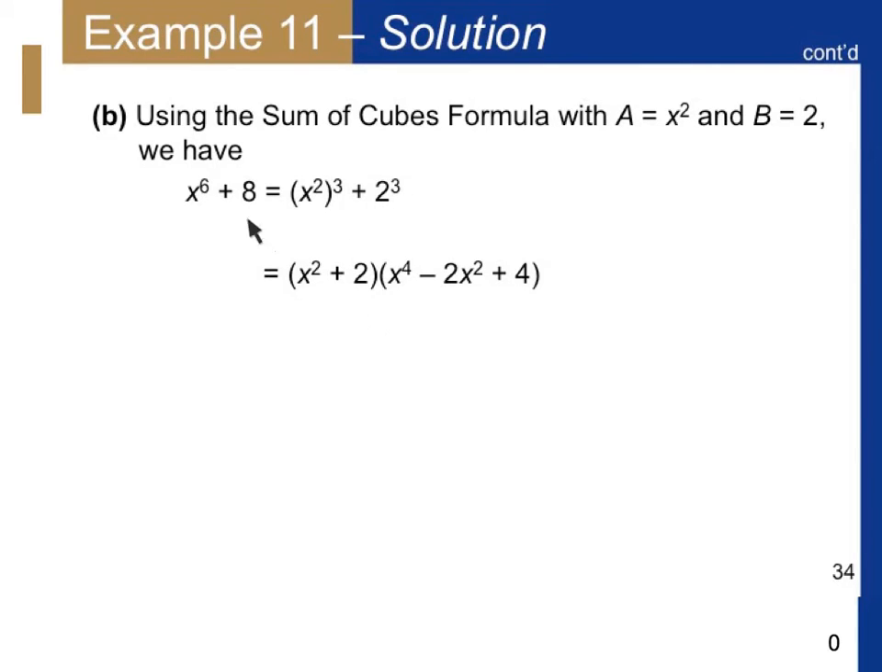So a cubed plus b cubed would be a plus b, so x squared plus 2, times a squared. Now our a is x squared, so a squared, x squared squared, is x to the 4th, minus ab, so minus 2 times x squared, plus b squared. Our b is 2, square that, you get 4. Generally, you're not going to be able to factor this trinomial that you get when you use your difference or sum of cubes formula.